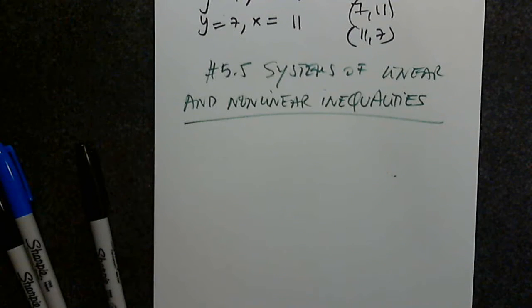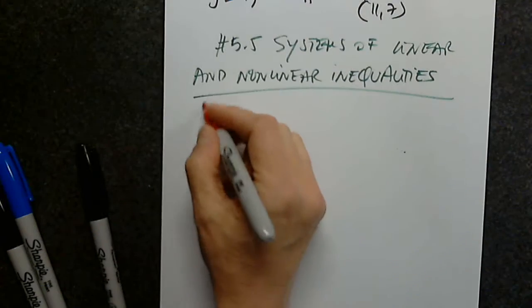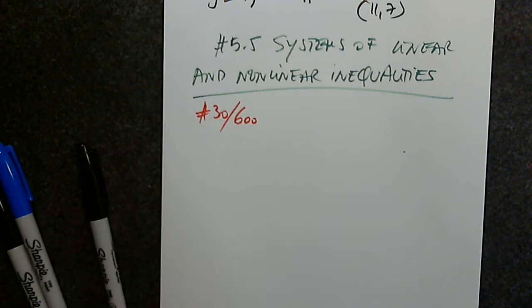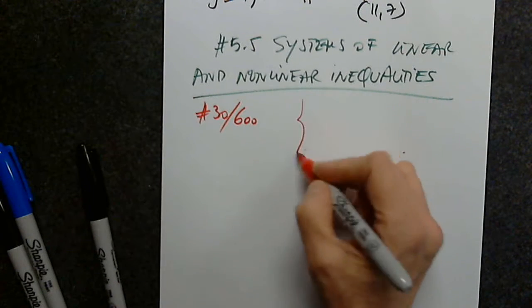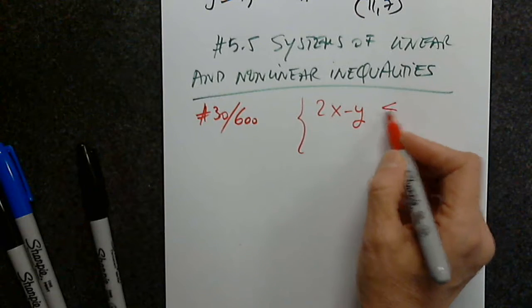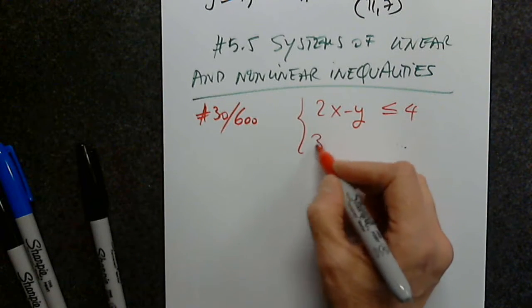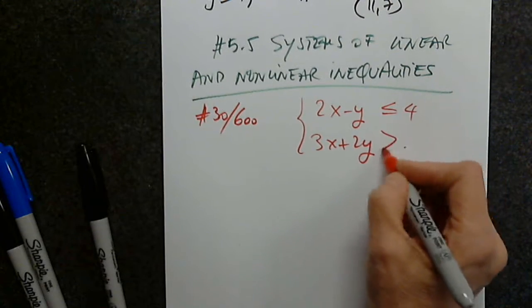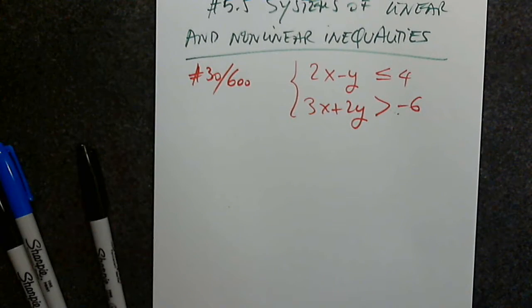Okay, on page 600, let's start with 30. 30 on page 600. 2x minus y less than or equal to 4, and 3x plus 2y greater than negative 6. Okay, this is a system, all right, but not of two equations, but a system of? Perfect, two inequalities.